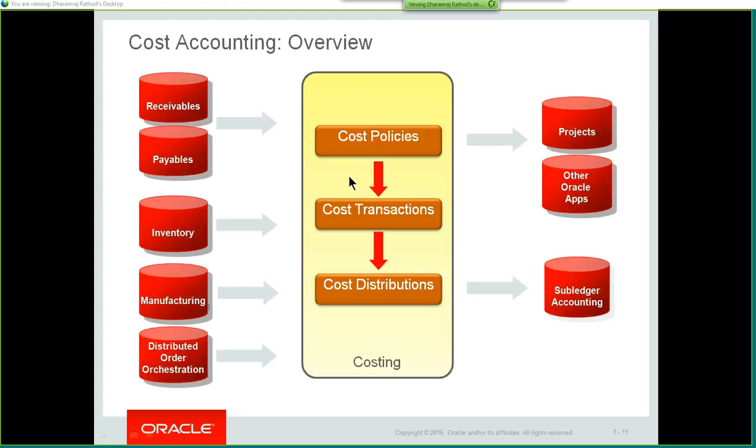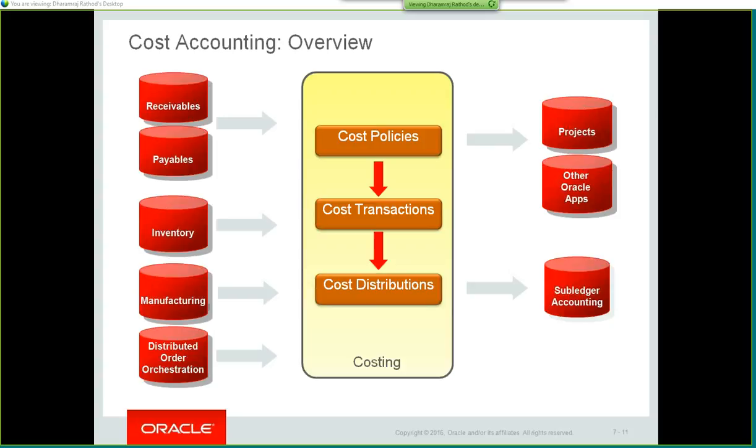And at the end, there are certain outbound interfaces. One of the outbound interfaces is projects. We do not have project manufacturing in this release. Maybe in the next release, because it depends on the install base which you are talking about. There is definitely a roadmap, but it's not burning as of today.